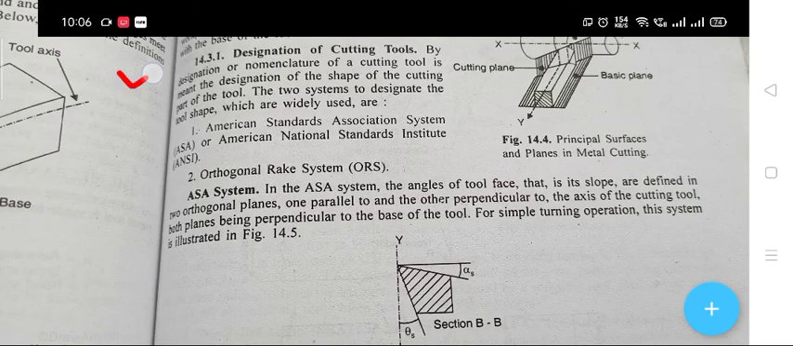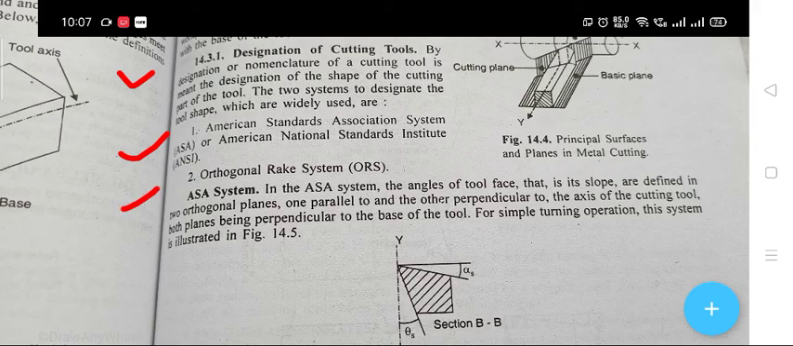And there were designations of cutting tools. By designation, the nomenclature of cutting tools is meant the designation of the shape of the cutting part of the tool. There are two systems to designate the tool shape. First is the ASA system, which is called the American Standard Association system or American National Standards Institute, ANSI.